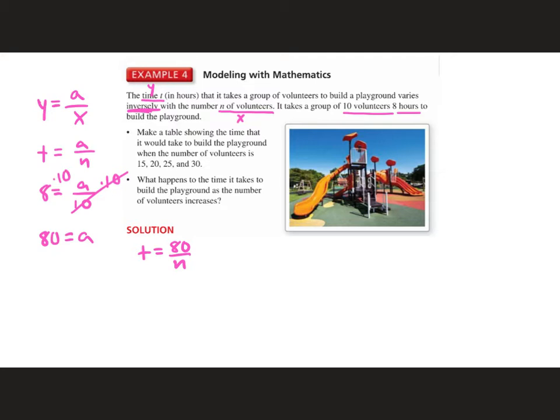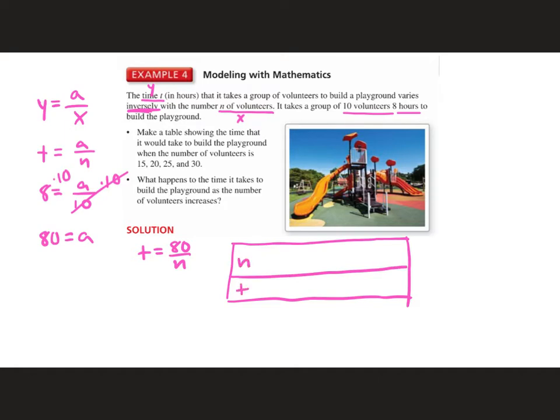And it asks us to make a table showing the times it would take to build the playground. So just like the tables we had in our notes yesterday, we're going to do the same thing. But we have n and t, just instead of x and y. It gives us the number of volunteers: 15, 20, 25, and 30. So we just need to plug each one of these values into our equation. So let's plug in 15.